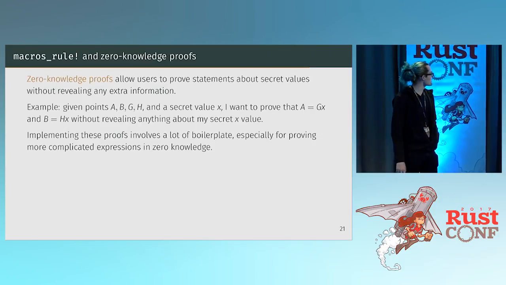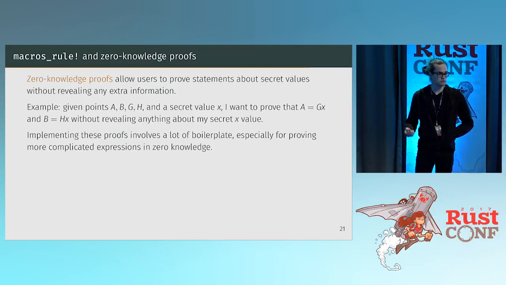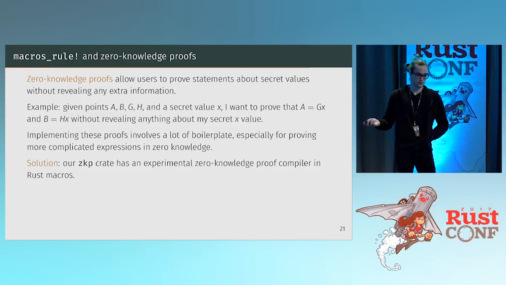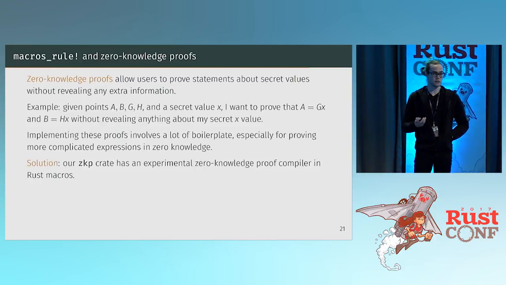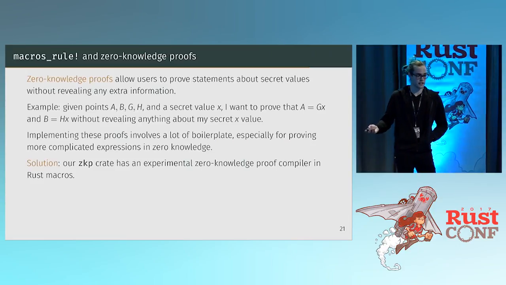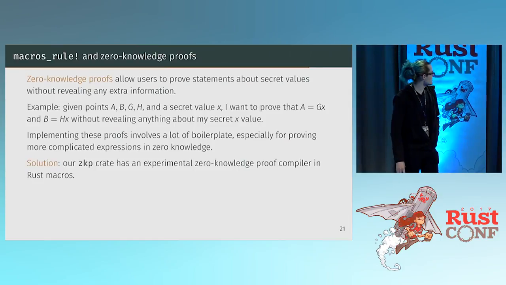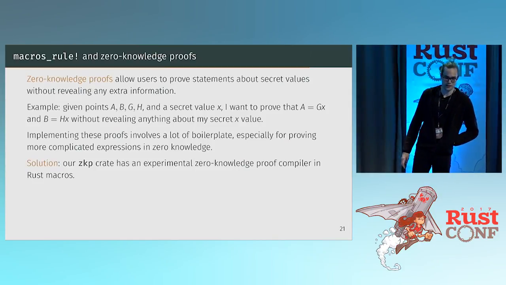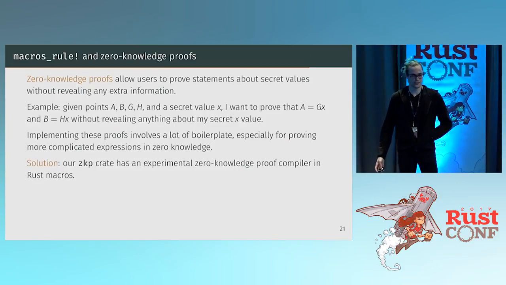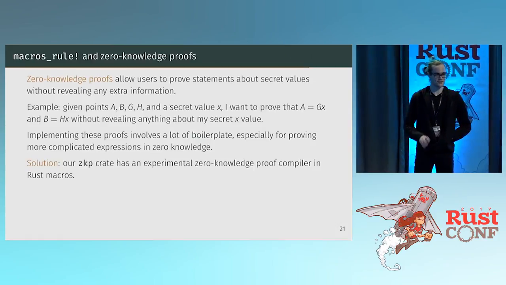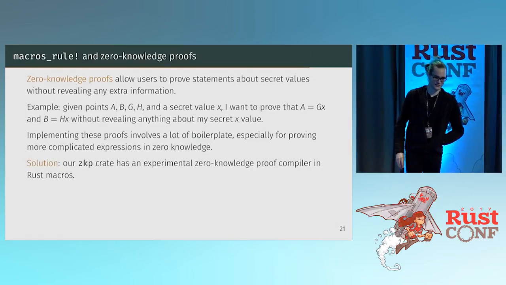So implementing these proofs is, for people who care, Schnorr-style proofs, so there's a lot of boilerplate for when your expressions get more complicated. So we made a crate that has an experimental zero knowledge proof compiler implemented in Rust macros. Not procedural macros, just ordinary macros, because it's worse that way.